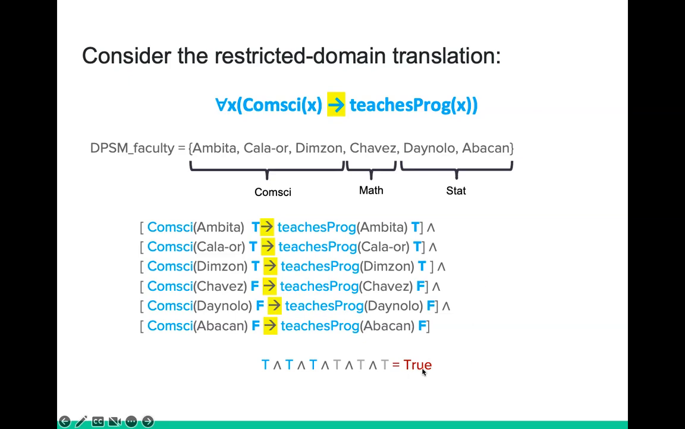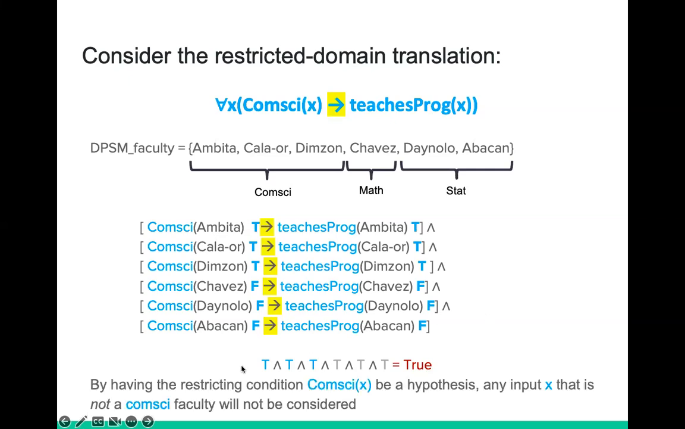Okay, so by having the restricting condition ComSci of x, we're making this a hypothesis. Any input x that is not a ComSci faculty will not be considered. Okay, so because this predicate ComSci of x implies teaches prog of x will give us a vacuous truth, it will not affect the whole statement or the whole universal quantification statement. Okay, remember that the universal quantifier is sensitive to false value.